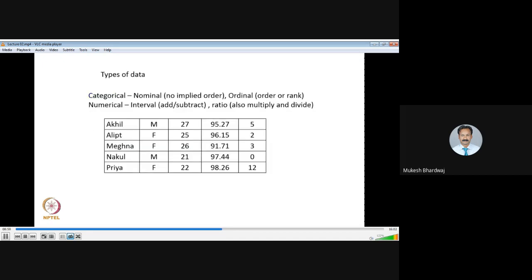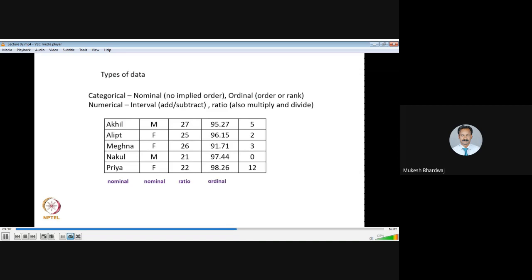So categorical: nominal, no implied order; ordinal, order or rank. Numerical data is classified into interval, where we can add and subtract; and ratio, where we can also multiply and divide in addition to add and subtract. Name is a nominal type of data, no implied order. Gender is nominal, so in this case we say either male or female. Ratio: age is a ratio, so one could say that this person is twice as old as the other, so it's a ratio type of data.